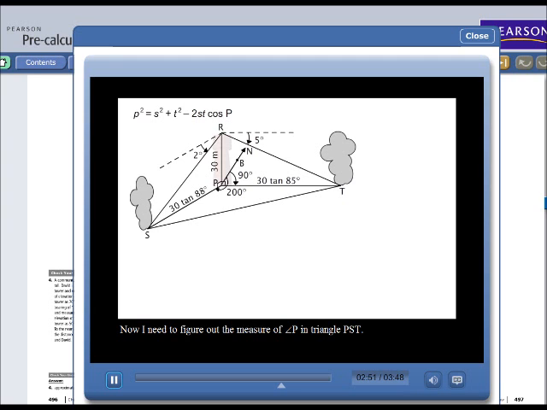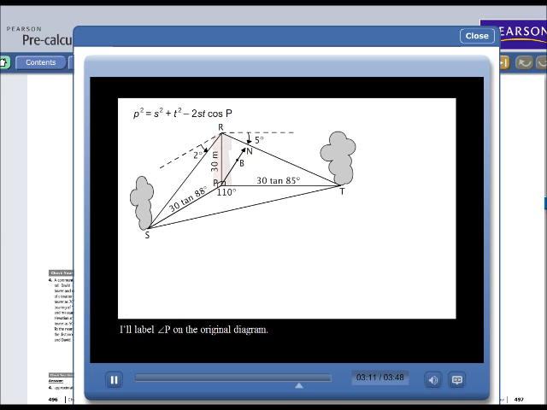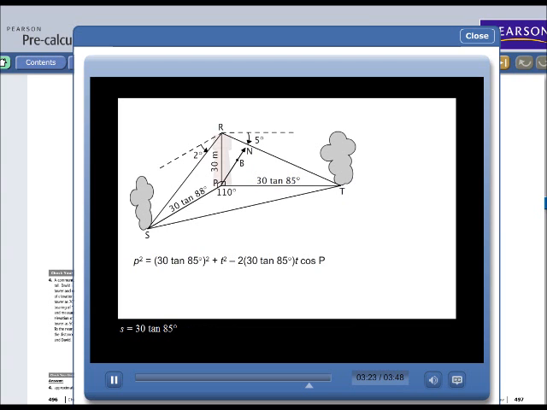Now, I need to figure out the measure of angle P in triangle PST. Angle P is the difference between the two bearings, which is 200 degrees minus 90 degrees, or 110 degrees. I'll label angle P on the original diagram. Now, I can substitute the calculated measures into the cosine law to determine ST. S equals 30 times tan 85 degrees. T equals 30 times tan 88 degrees. Angle P equals 110 degrees.